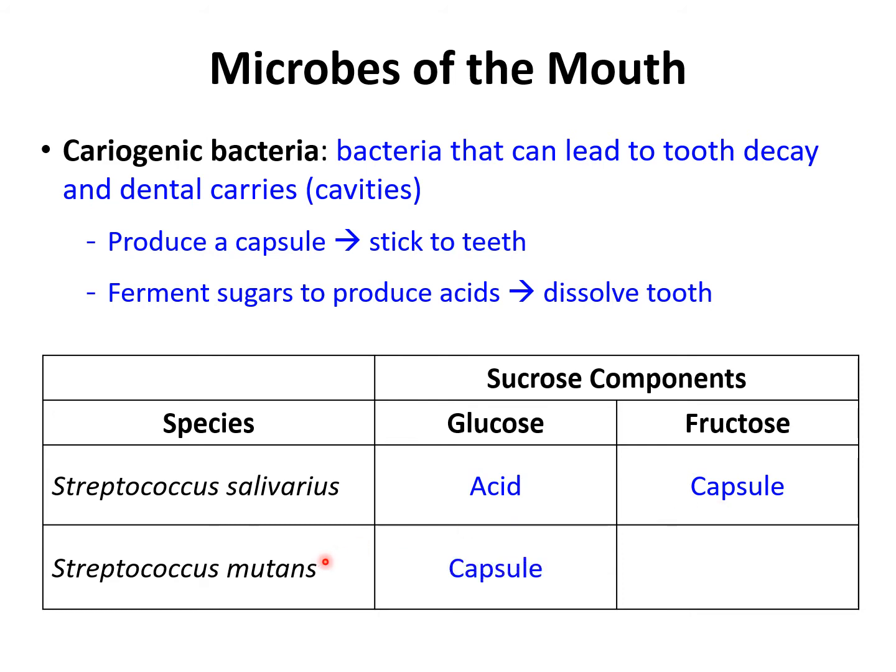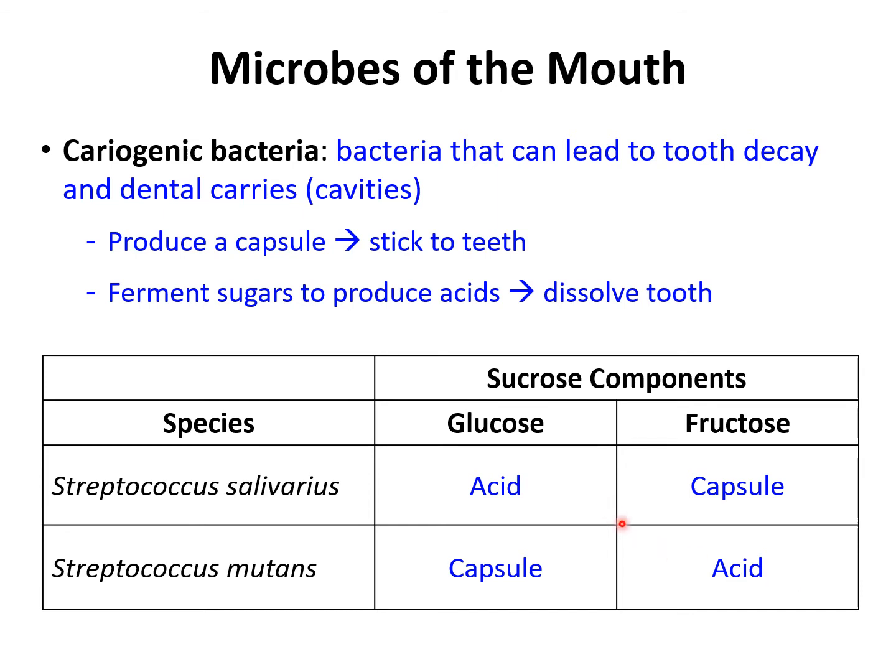Streptococcus mutans is the opposite. It uses glucose to help it build its capsule, because the capsule, you guys, is made up of sugar. So the capsule itself, component-wise, is made up of sugar. So Streptococcus mutans uses glucose to build its capsule, and it uses fructose to ferment.